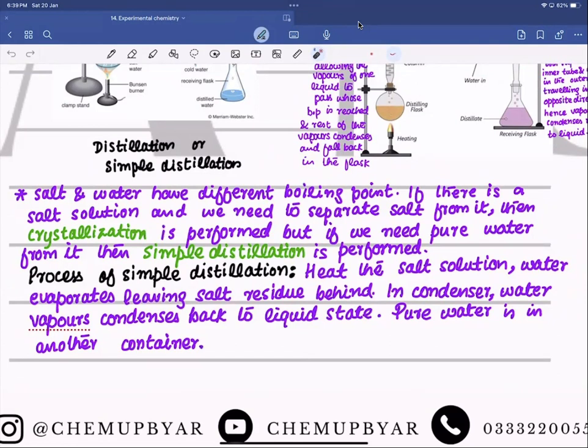Third, we have to separate only when the solvent is... we use distillation. If there are miscible solvents, we use fractional distillation.